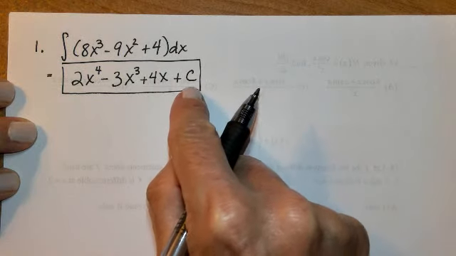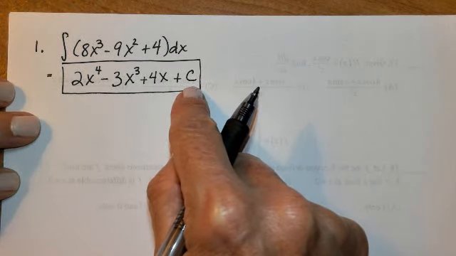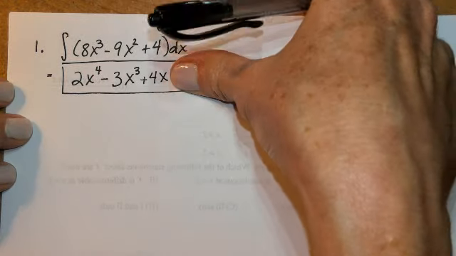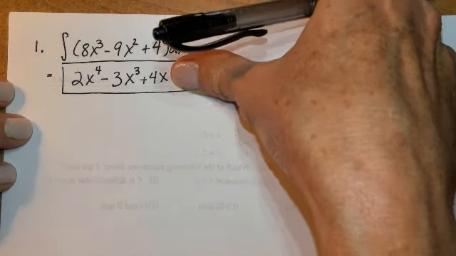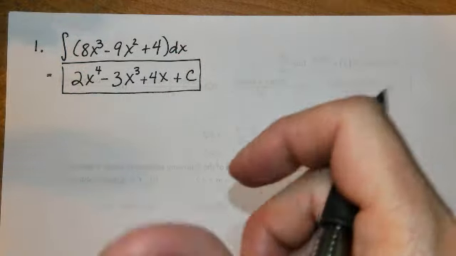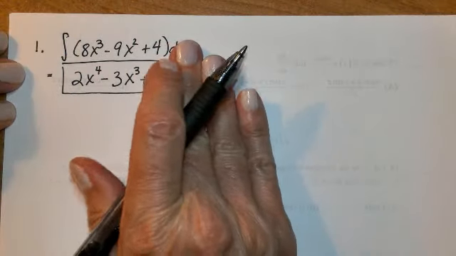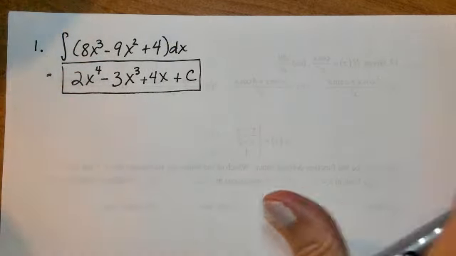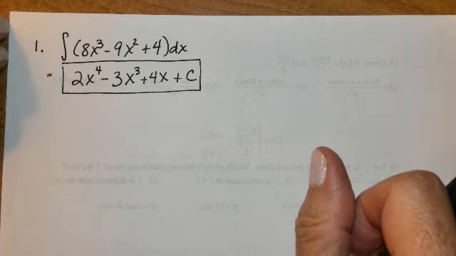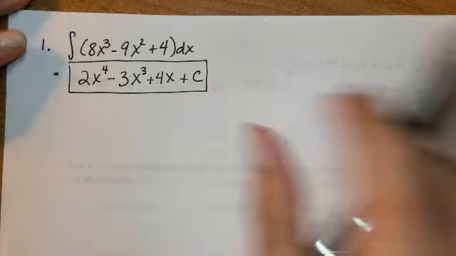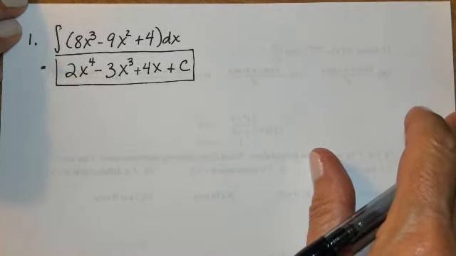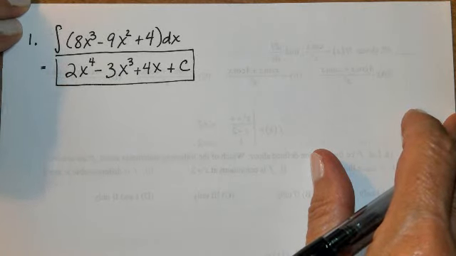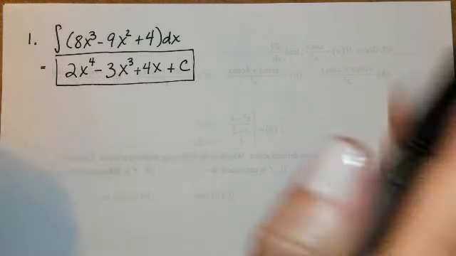If you don't put the plus c, then you have found one antiderivative. You just have not found them all. By putting the plus c, we're going from a single antiderivative to an entire family of antiderivatives. So essentially, if you don't put the plus c, you got one out of an infinite. So always put your plus c if you're finding an antiderivative.